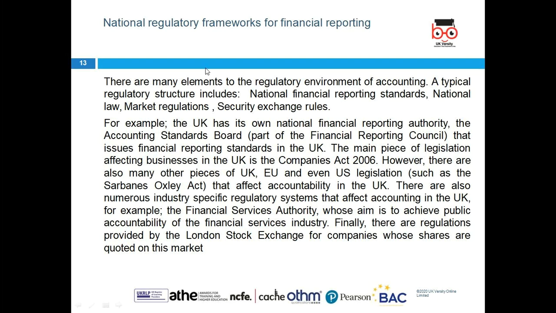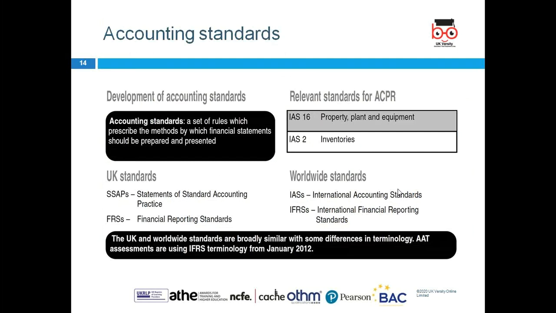So the UK has its own national reporting standard setter, the Accounting Standards Board, ASB, part of the Financial Reporting Council, which issues the Financial Reporting Standard, FRS. Then the Companies Act we follow. However, there are also other pieces of UK, EU, and US legislation, such as the Corporate Governance Reporting Standard, which we follow. And there are also numerous industry-specific systems and regulatory frameworks.